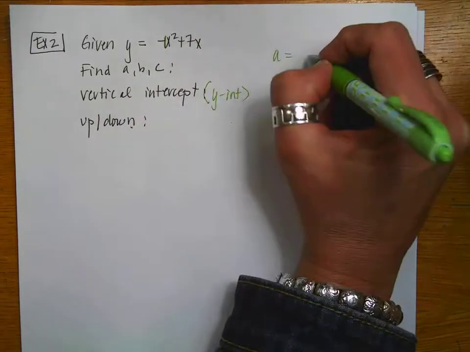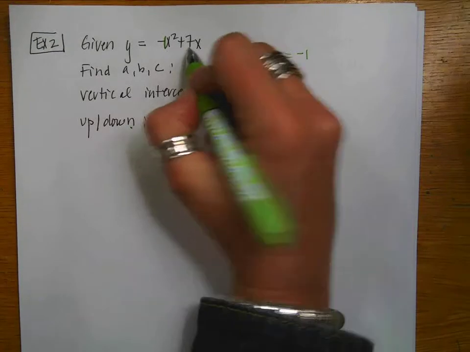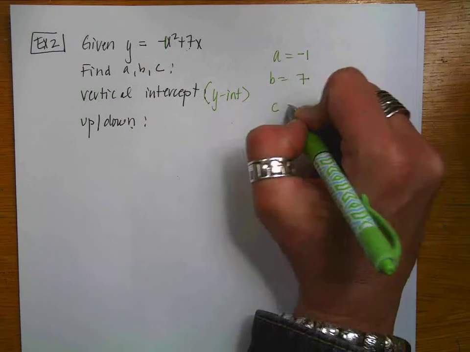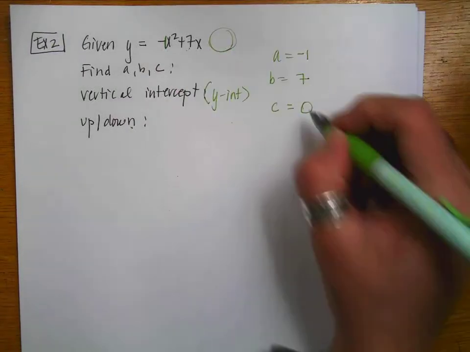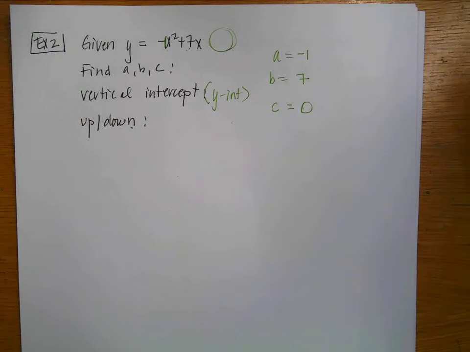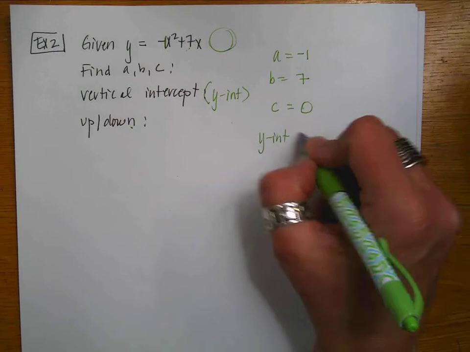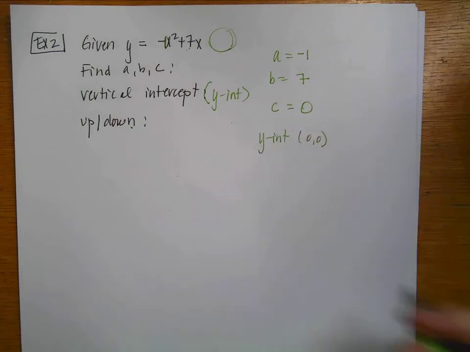So since there's a 1 right there, we know that a is equal to negative 1. B in this case is going to equal 7. And C in this case, there's nothing here, so C is actually going to equal 0. Since C equals 0, that means my y-intercept is going to be through the origin.